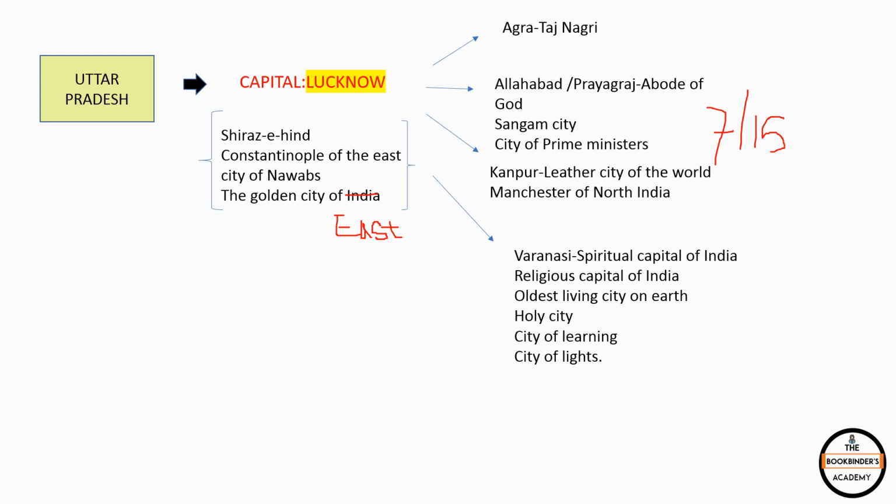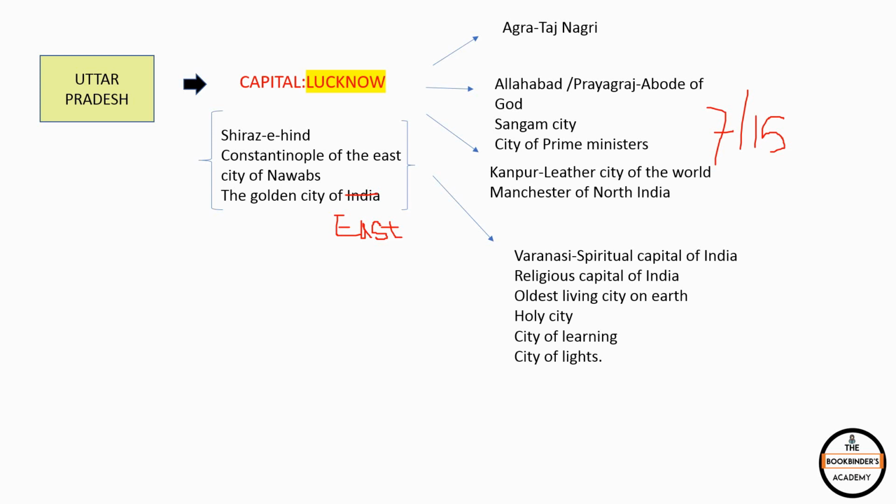Also, Varanasi is one of the oldest living cities on earth. It was called Kashi then, and there is no proof as to how old the city is. And it is also the holy city. It has been host to Kumbh Mela, one of the largest religious gatherings, and it is also the city of learning and city of lights.